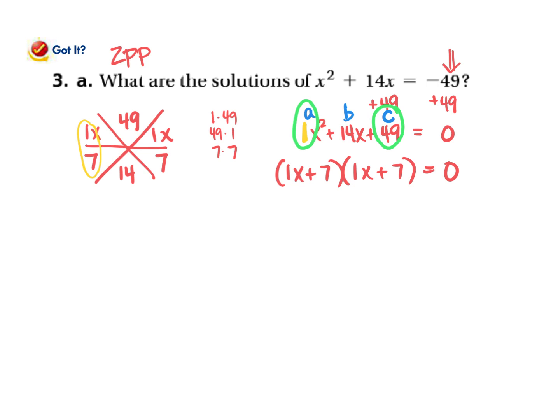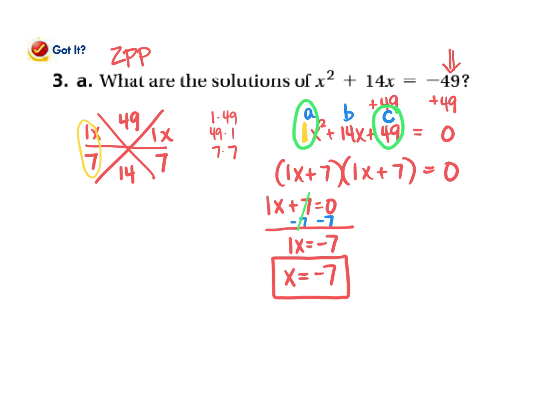So the zero product principle would help us get that started. If 1x plus 7 equals 0, then when I subtract 7 from both sides, the 7 is going to cancel out with the negative 7, and I'll get 1x equals negative 7. So my first solution is negative 7. On the other side, we're going to have the exact same thing. We'll have 1x plus 7 equals 0 again. So we're going to end up with a second answer.